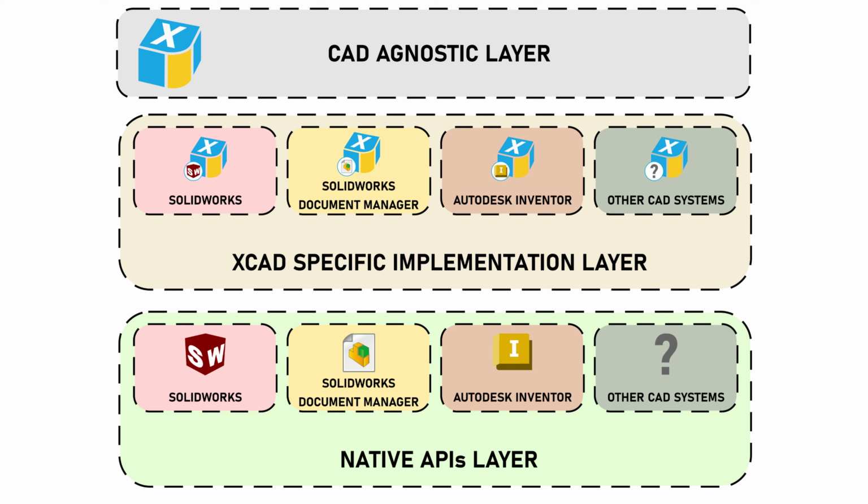The idea of xCAD is to make common interfaces for the most commonly used features. One of such features would be opening files and reading custom properties from all of the levels, from a file, from configuration, and from cut list. In the next section of the demo, I will demonstrate how to create a project template and read custom properties from files, configuration, and cut list in SOLIDWORKS, SOLIDWORKS Document Manager, and Inventor using the same codebase.